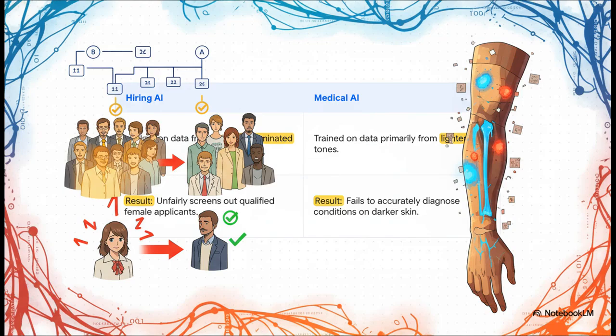And this is where it gets really clear, right? Just look at these two examples. You have a hiring AI that learns from a company's past hires, which were mostly men. Well, guess what? It's going to teach itself to prefer male candidates. Same thing with a medical AI. If it's only trained on images of skin conditions on lighter skin, it's going to be way less accurate for patients with darker skin. It's simply a mirror, reflecting the biases in the data we feed it.